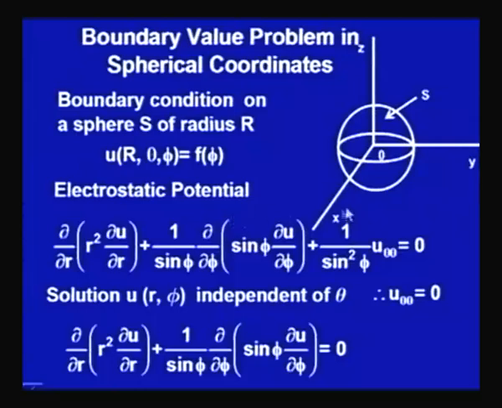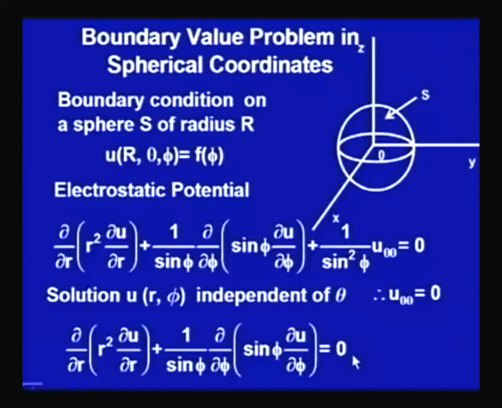So, if I am interested in determining the electrostatic potential on a spherical region, I could use this, and we are saying the solution is independent of the third coordinate theta. Then my solution would be u(r, phi), and the governing equation would be del upon del r of r square del u upon del r, plus 1 upon sin phi del upon del phi of sin phi del u upon del phi, equal to 0.